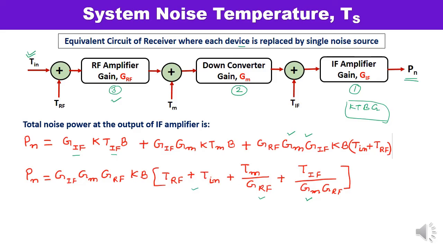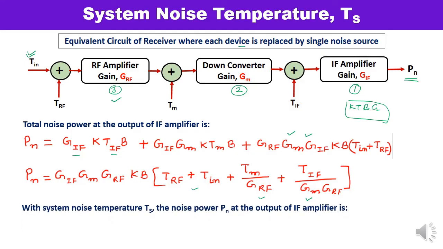Now you have to write down in terms of TS, which is the system noise temperature, the same noise power at the output of IF amplifier. With the same noise temperature, the output of IF amplifier, what you are going to write? Noise power, which is the gain of the three stages, it will be multiplied K T into B, and here T is system noise temperature. Now you can see you have written two equations, equation number 1 and 2 for the noise power, which is same by considering a receiver stage.